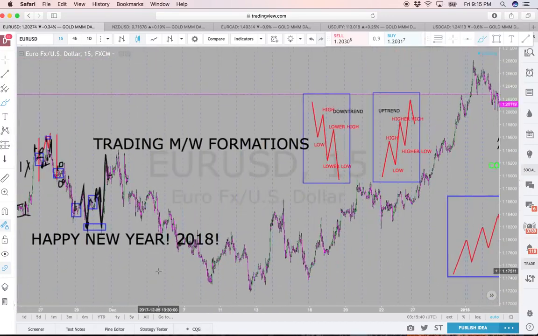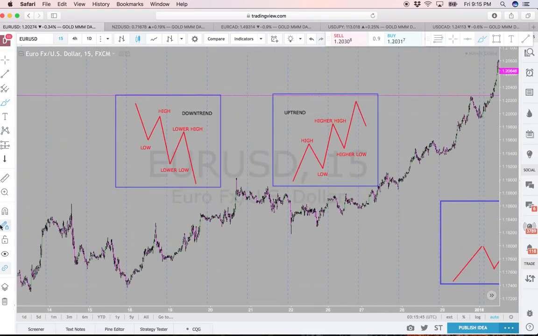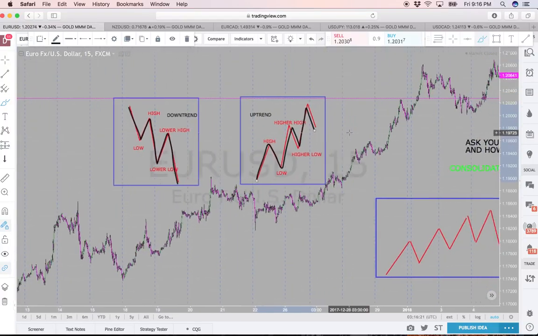Might as well show you guys what I made here. The downtrend, we know, creates lower lows and lower highs. The uptrend creates higher highs and higher lows. Now, there has to be a point at which the trend stops, consolidates, and either continues or reverses. This is the tricky part: finding when the trend is going to reverse.